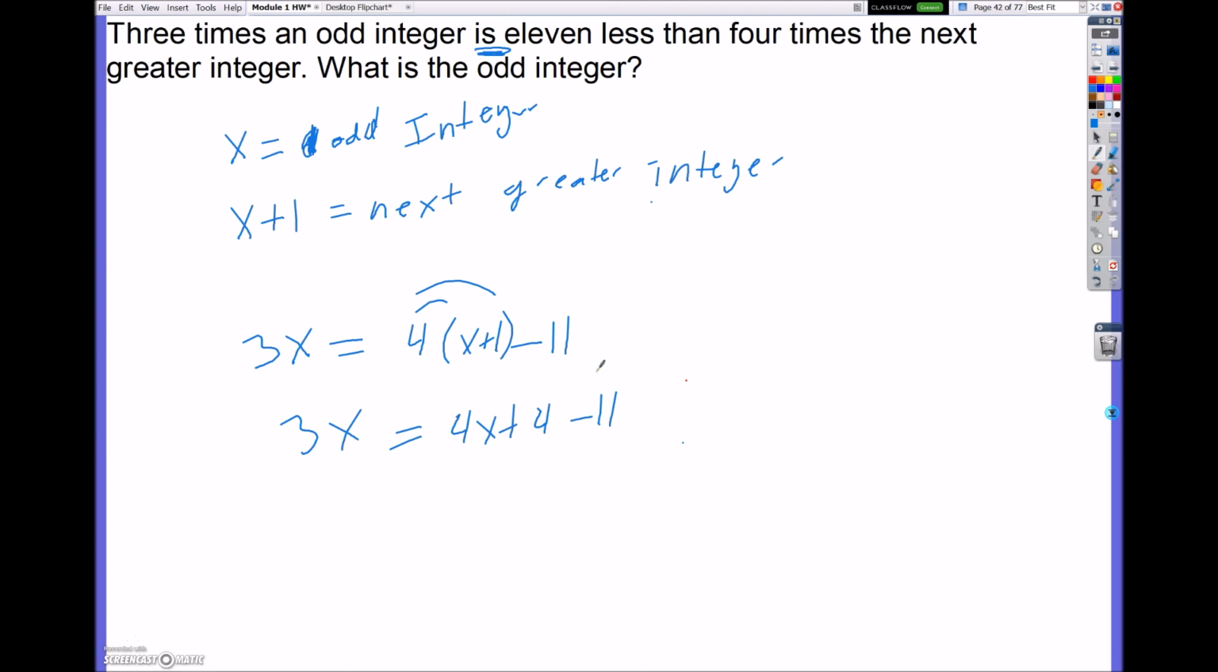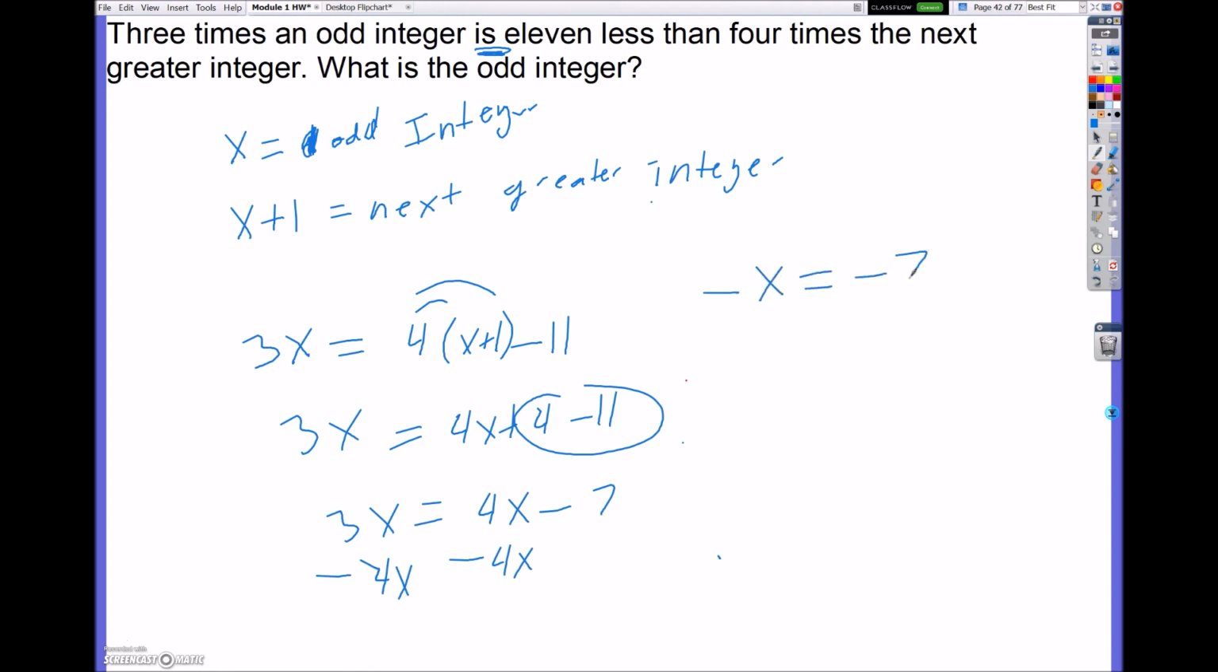What I'm going to do here now is combine like terms. So this is going to be 3x is equal to 4x minus 7. I'm going to subtract 4x on both sides. And that'll give me negative x is equal to negative 7. I'm going to divide both sides by negative 1 to get x is equal to positive 7. So that was my first integer.